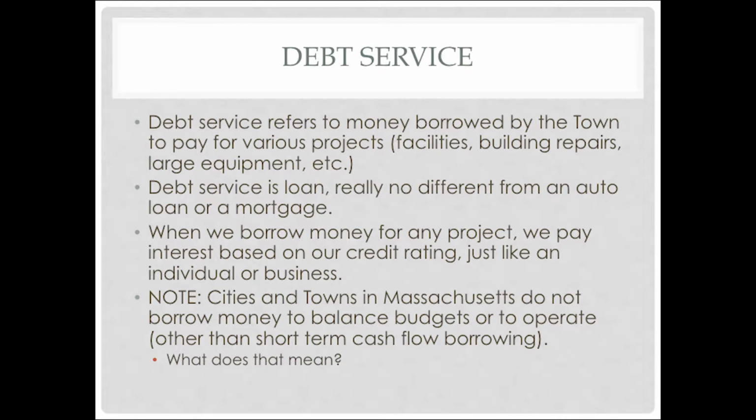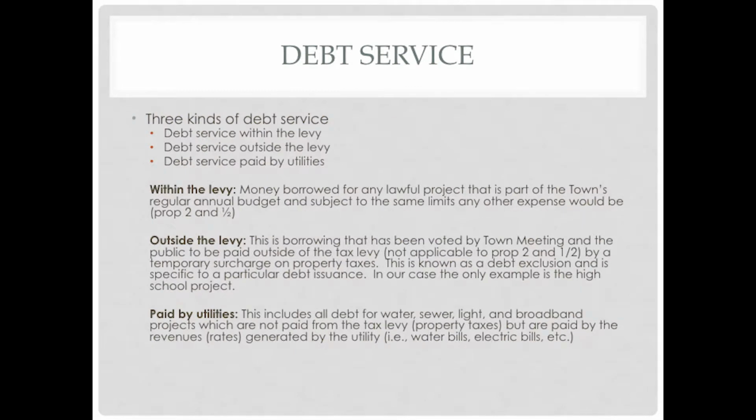But debt service is really what we borrow for any number of projects that we end up having. There are 3 kinds of debt service because nothing's ever simple in Massachusetts. We have debt service within the levy, outside the levy, and then utility debt. And the difference between within the levy and outside the levy is just how it relates to Prop 2.5.